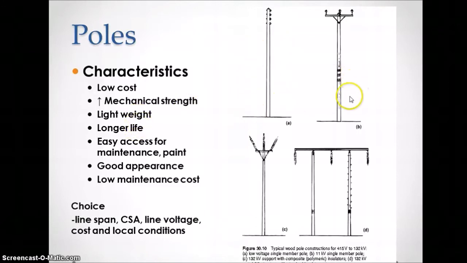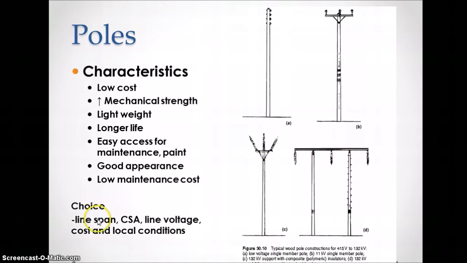And these are some types of low voltage poles. The first one is a low voltage, that is 415 volt, the second one is an 11 kilovolt single member pole, the third one is the 132 kilovolt pole, and the fourth one is also a 132 kilovolt pole. It depends upon the position of the conductors. We can frame this pole structure.